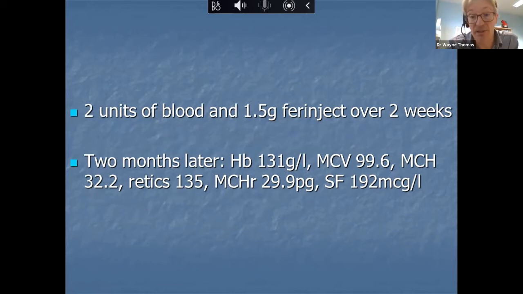And now her hemoglobin's 131. MCV has gone up, unsurprisingly, and our MCH is normal, retics pretty good, MCHR normal. Serum ferritin has gone up still. It did peak quite high, but it's plateaued down. It's just about in the normal range. And she feels great.